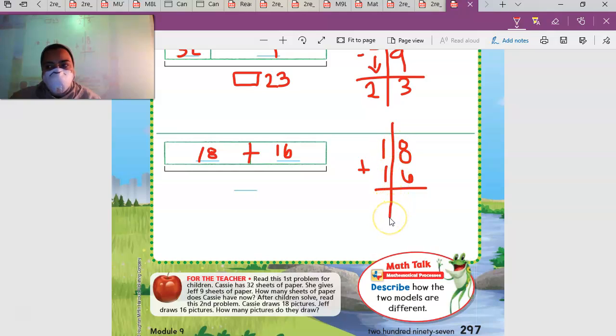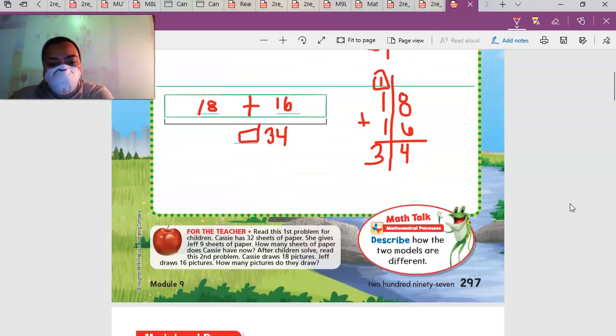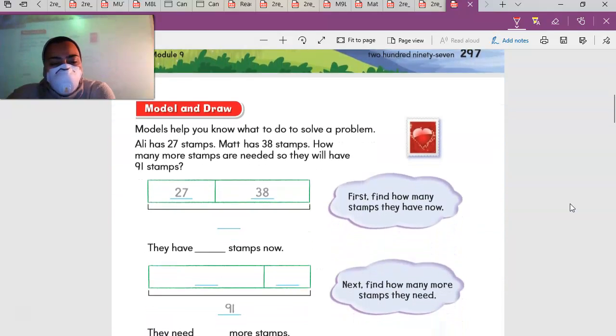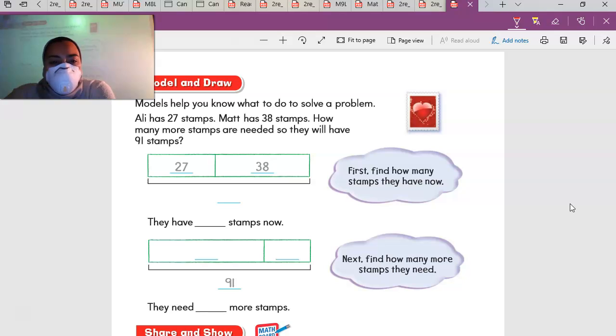What's 8 plus 6? 4 goes in the 1's place, and the 1 gets brought upstairs in the 10's place. What's 1 plus 1 plus 1? 3. What's your answer? Okay, you ready? Models help you know what to do to solve a problem.